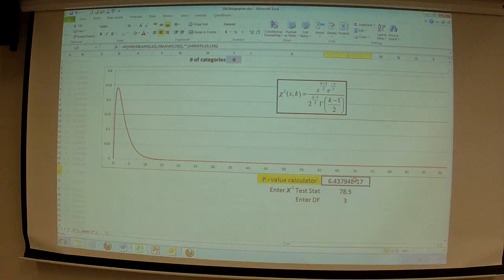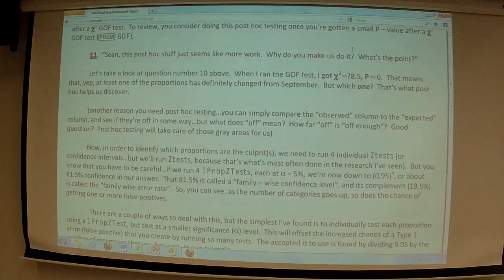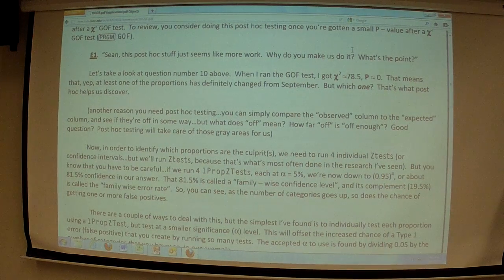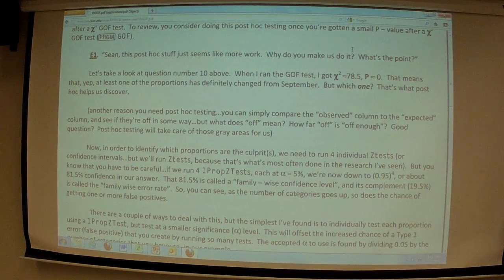So what you have to do, and I'm sorry, I'm going through E1 and E2 as well, because you have to see the point of E2 to do E3 properly. The point of E1 is that this will allow you to go one step deeper and say, not only is at least one of the proportions off, here are the ones that appear to be off. So for the M&Ms, we said yes, the color proportions are not following the proportions that M&M says they are. And then we stop there. But we don't know which colors. We just know that something is off. We don't know which or how many. Post hoc lets you go deeper and actually tell you which ones have changed. That kind of makes sense?